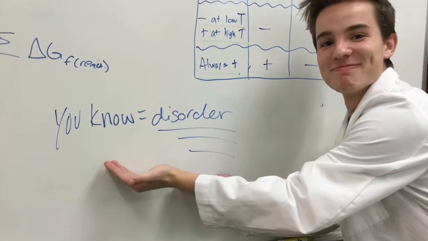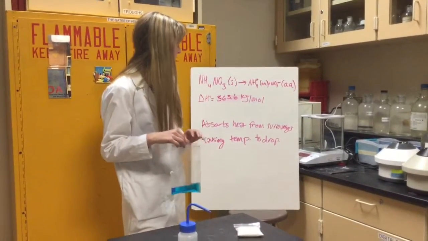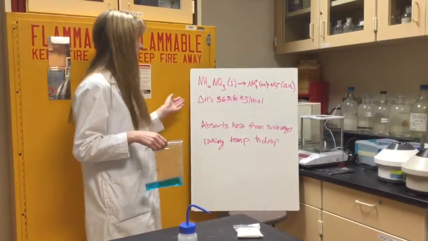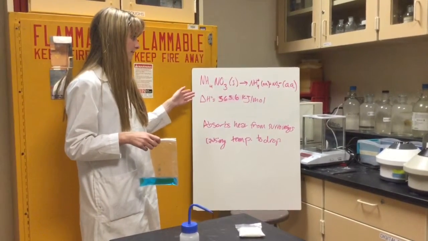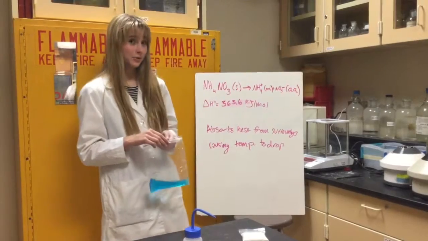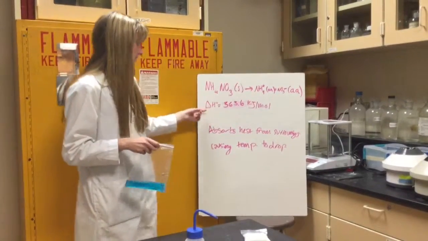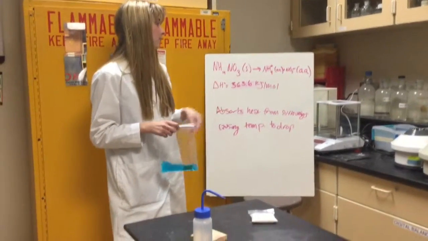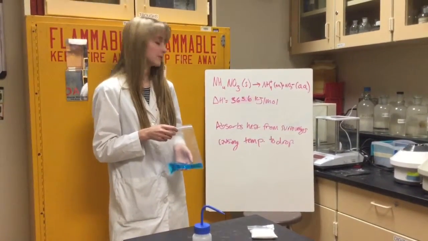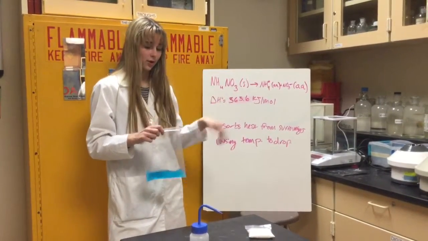So today I'm going to be showing you an experiment that involves ammonium nitrate in its solid form dissolving in water, which is an endothermic reaction, and so therefore is cold instead of hot. This reaction takes 363.6 kilojoules a mole to occur, so it's taking in energy, absorbing heat from its surroundings, and causing the temperature to drop.